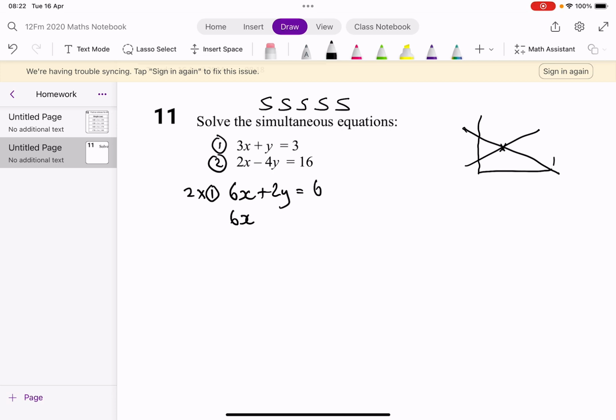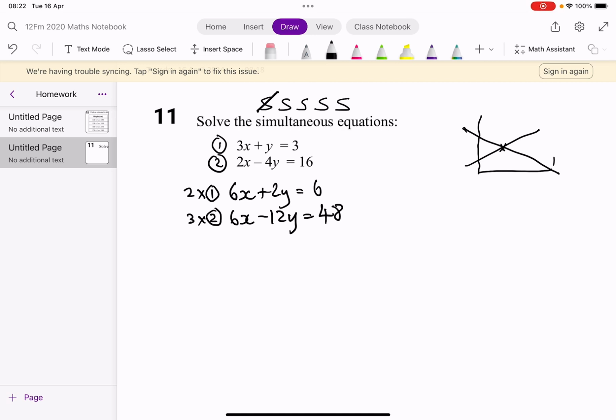I then do the same for equation 2. What did I do to 2x to get 6x? I times by 3. So I've got 3 times equation 2. 3 times negative 4y is negative 12y. And 3 times 16 is 48. So that is the S, that's the same.